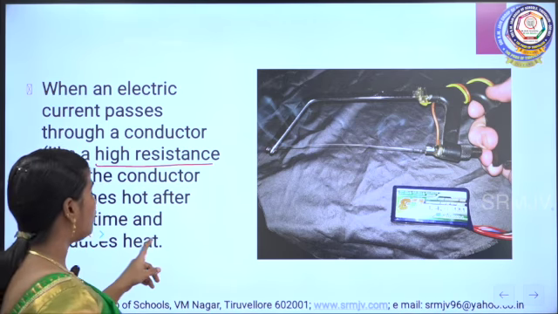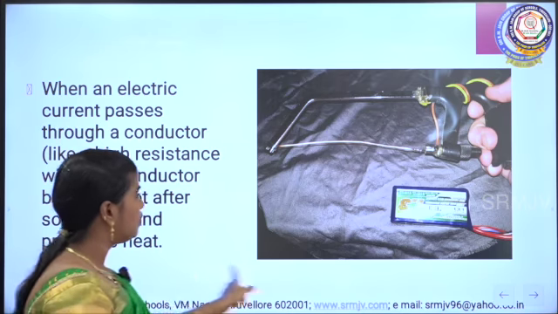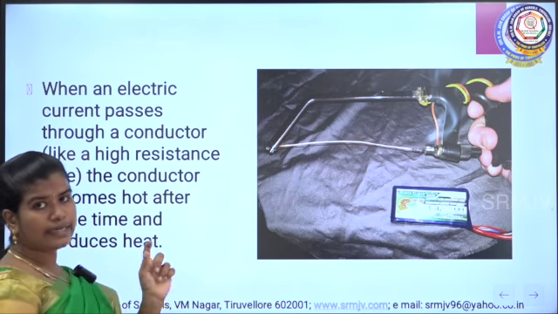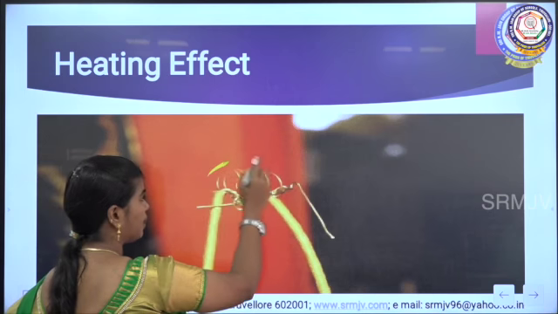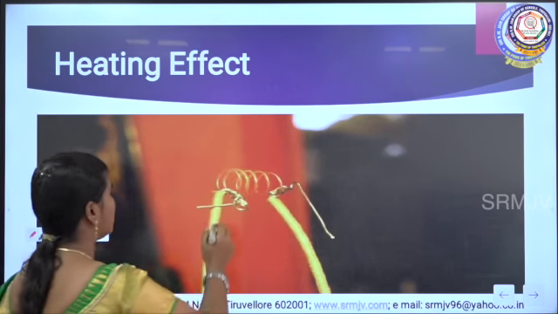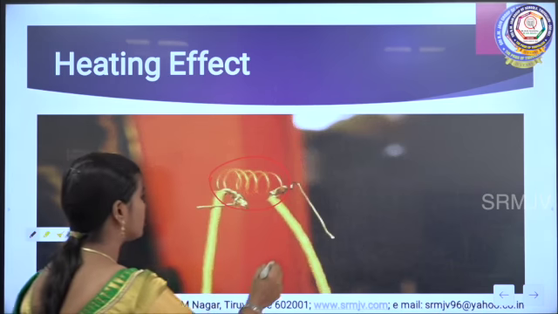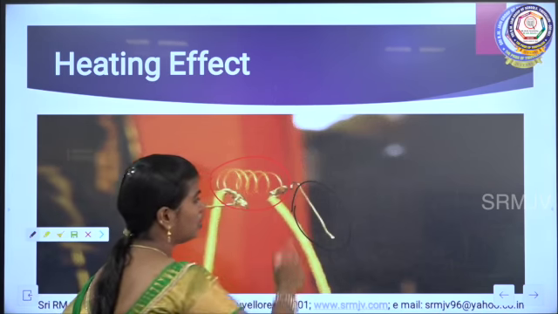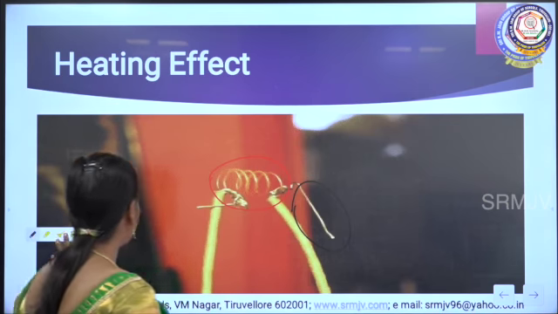In the previous slide I have shown you that only the middle of the wire has turned red or yellow. This part alone changed into a different color, not this part. This part is not affected at all. What is the reason behind it? Let me tell you with an example.